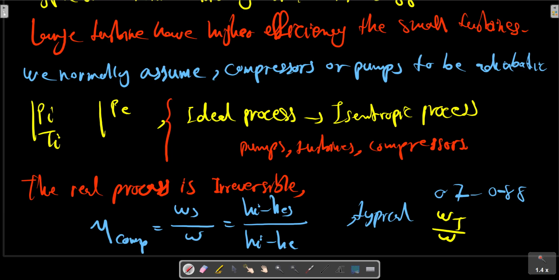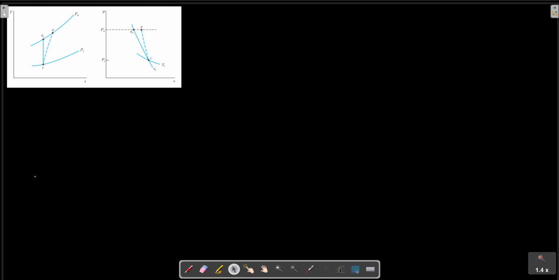The next picture shows the compressor process in an ideal and actual adiabatic process. The inlet flow at Pi and Ti, the ideal and the real process. We have also the PV diagram for the compressor.